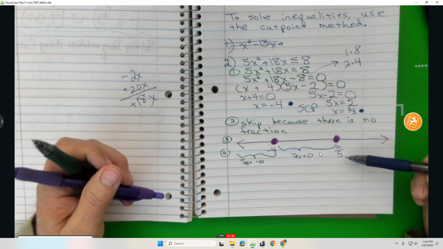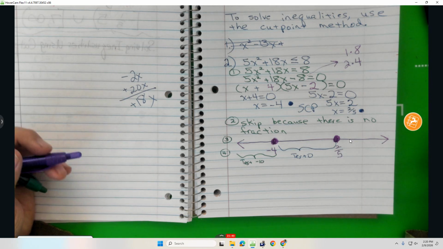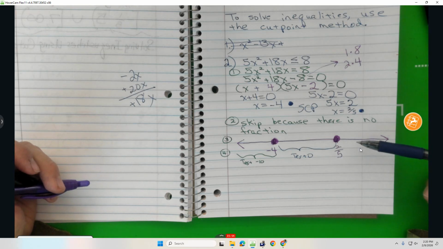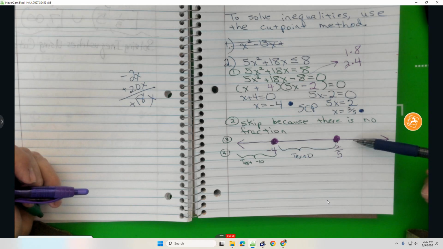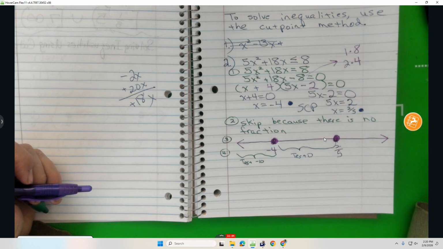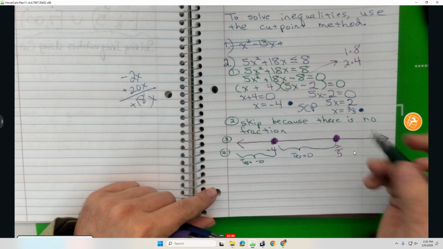And finally, we need a number to the right of 2/5, something bigger than 2/5. We could plug in 50,000 if we wanted to, but I think there's a number to the right of 2/5 that would be real easy to plug in. What number do you think would be an easy number to plug in for x? 1, I agree. I'm going to use 1.